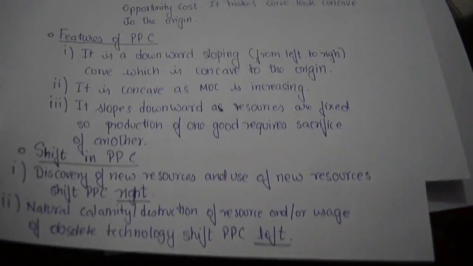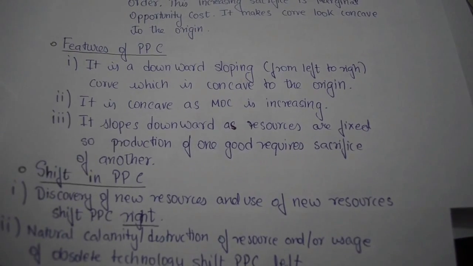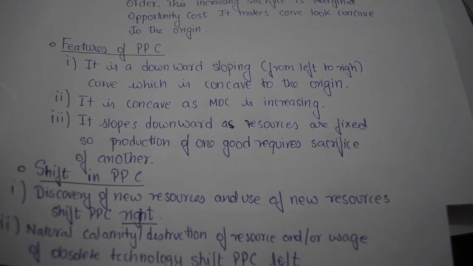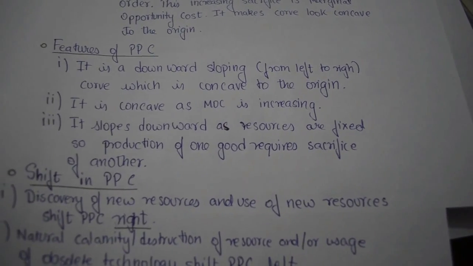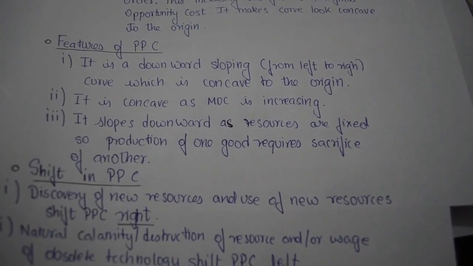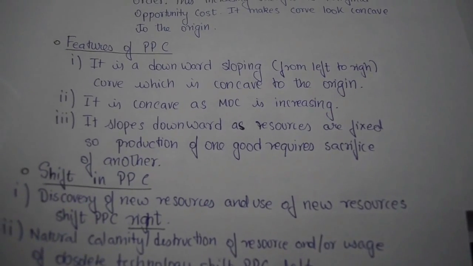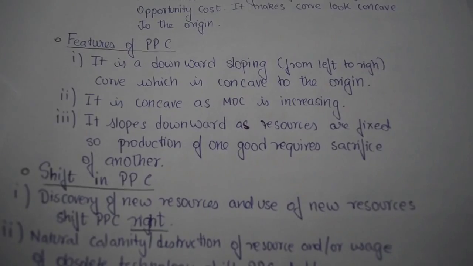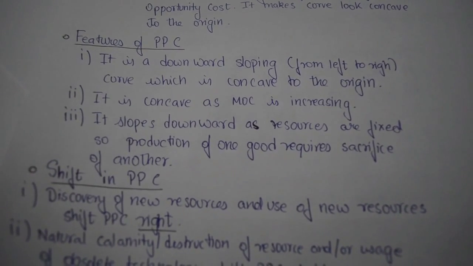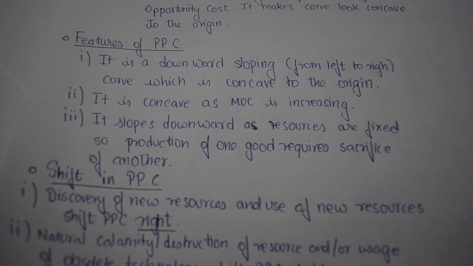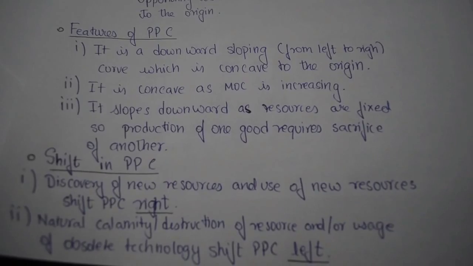Features of PPC. It is a downward sloping curve from left to right which is concave to the origin. It is concave as the MOC is increasing. MOC is increasing as we have to sacrifice more and more of one good to gain another unit of the other good. And third, it slopes downward as the resources are fixed, so production of one good requires sacrifice of another.